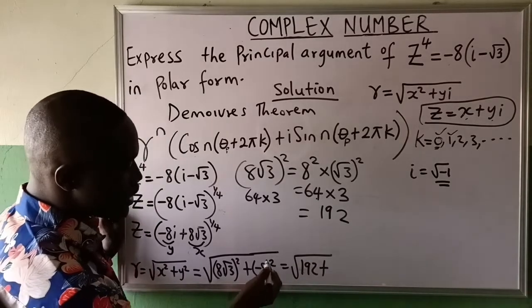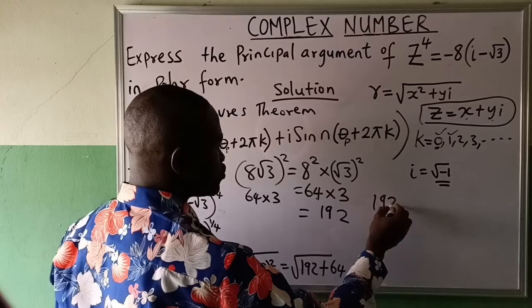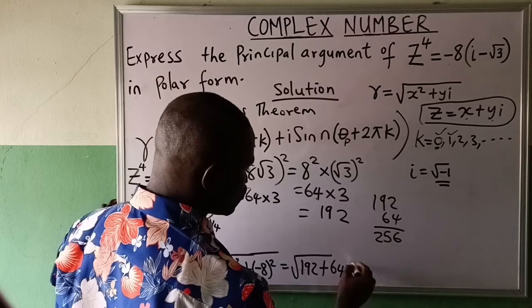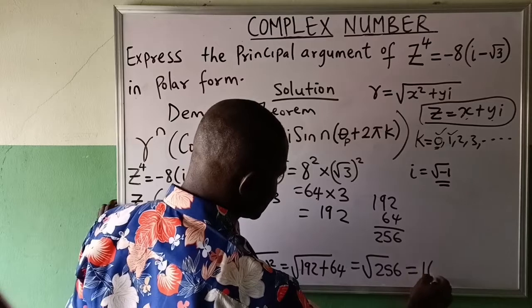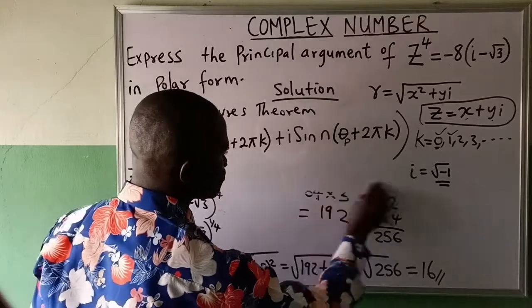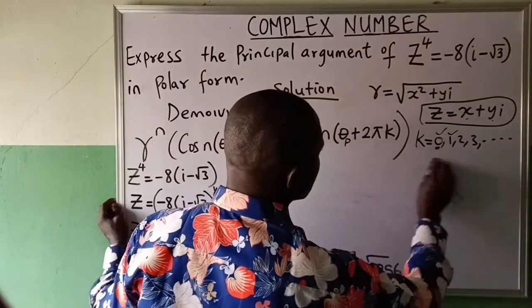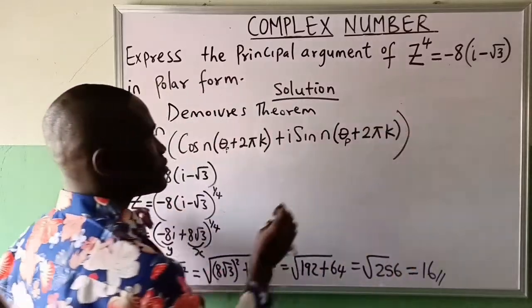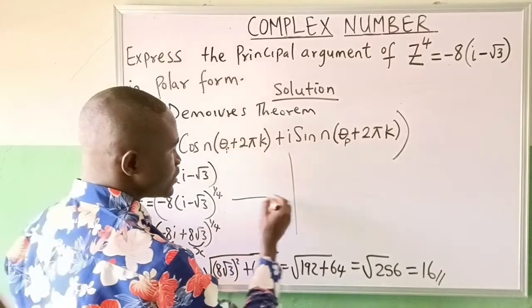Plus, minus 8 squared will be giving you 64. So 192 plus 64 will be giving me 256. Square root of 256, and that is 16. I will say I've gotten my modulus. I will also now try to get my principal argument. I've gotten r. To get my principal argument, I will draw this.